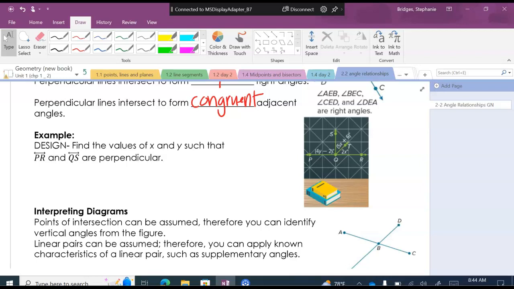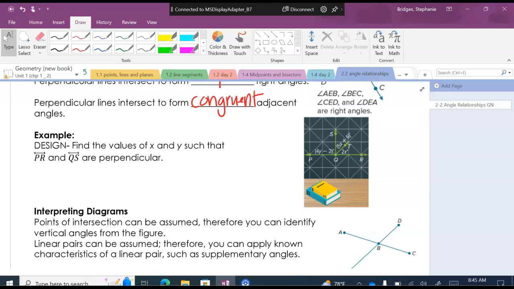Okay, so we're going to find the values of x and y such that PR and QS are perpendicular. Okay, PR and QS. So they want them to be perpendicular, which means that should be a right angle, correct? And then this also should be a right angle. Okay. So let's start with the y.